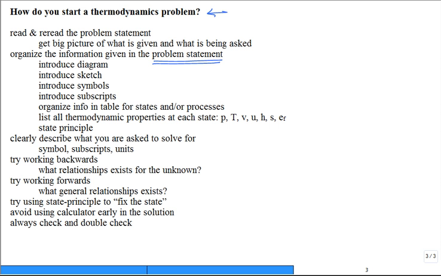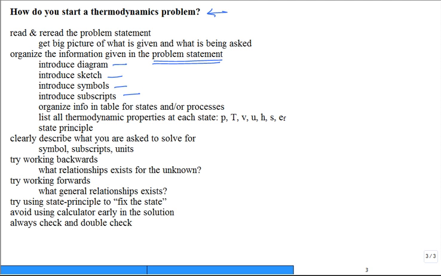This is very similar. Start by introducing a diagram, a sketch, some symbol or symbols. Some of it's so standard, T for temperature, P for pressure, but then you're introduced to a new property. What symbol do I want to use? I don't know. Think about it, struggle, maybe look in the book. Introduce subscripts, state 1, state 2, whatever subscripts make sense.